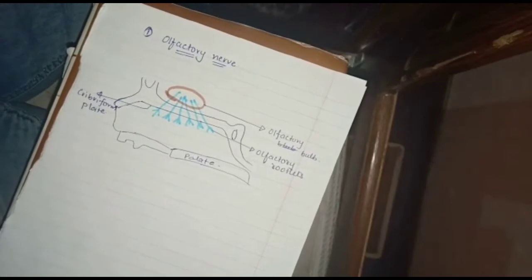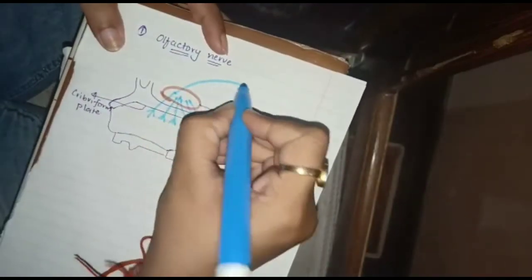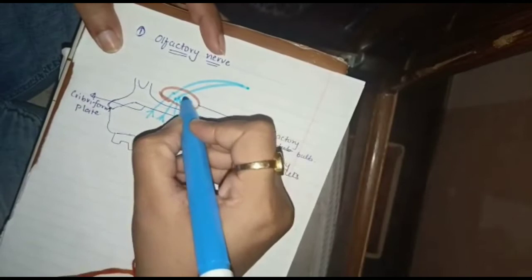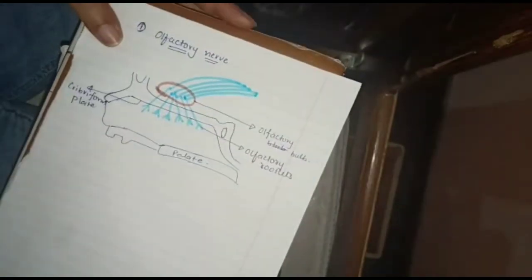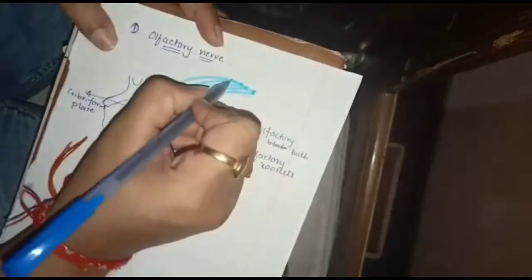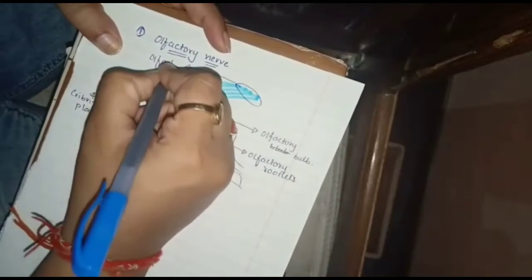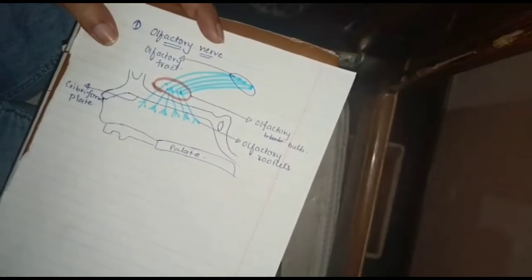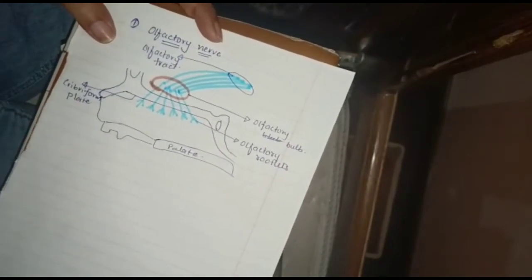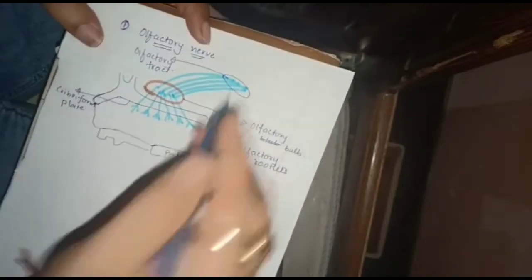Now, after joining at the olfactory bulb, the nerve forms a tract known as the olfactory tract. Here is the olfactory tract, so I will write the name. This portion is known as the olfactory tract. Now this olfactory tract enters into the primary and secondary cortex.